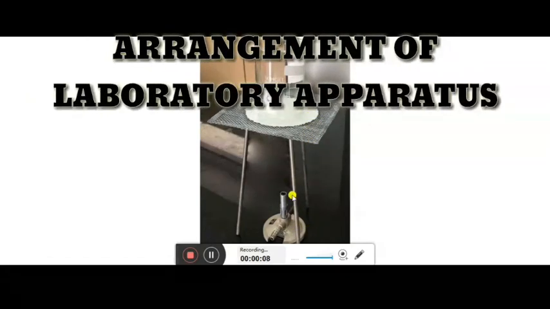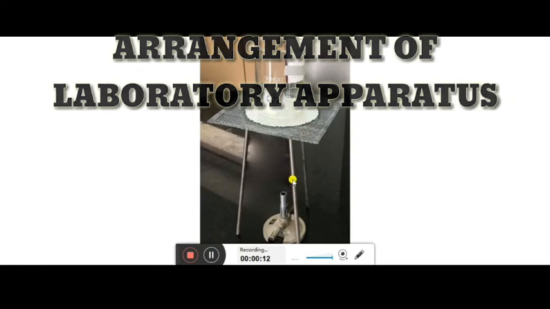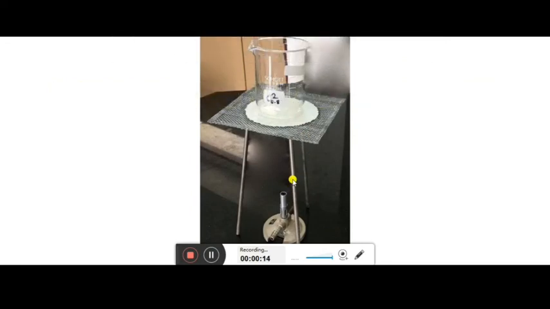Now children, let's do this simple experiment. In this way you can arrange the laboratory apparatus, whatever things I have told you earlier. You can identify this: this is the Bunsen burner, this one is the tripod, then this is the wire gauze, and at the top you will see the beaker is kept. So this arrangement is for the simple experiment.